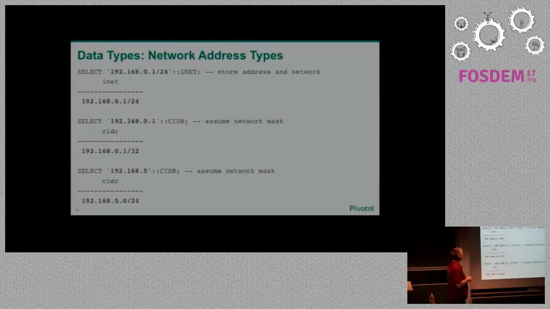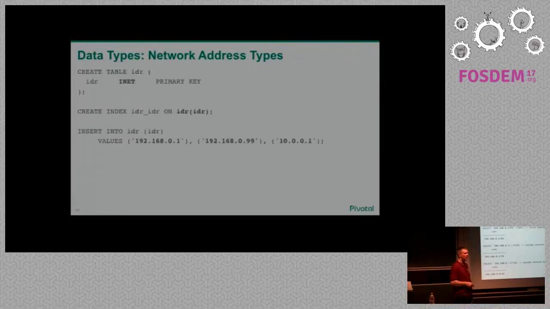Like here, I store an IP address in inet, or I just store an IP address without a network definition, so I get back my /32. And here I just store part of a network, and Postgres will make an assumption about what kind of network I'm looking for. So it's a /24, 8 bits per part, for the network.